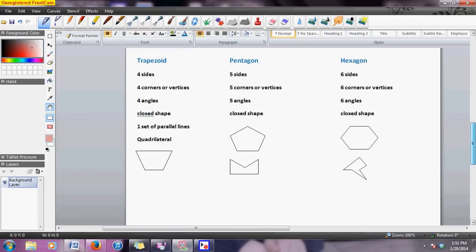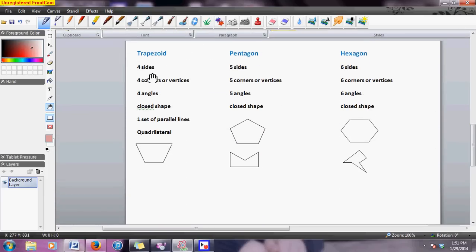Okay, the next shape that we have here is the trapezoid. And the trapezoid has four sides, 1, 2, 3, 4. It has four corners or vertices, 1, 2, 3, 4. It has four angles, 1, 2, 3, 4. It is a closed shape.